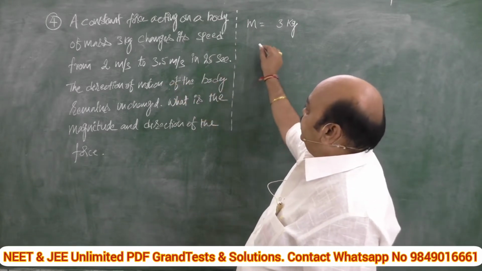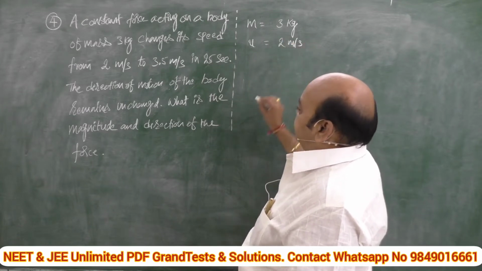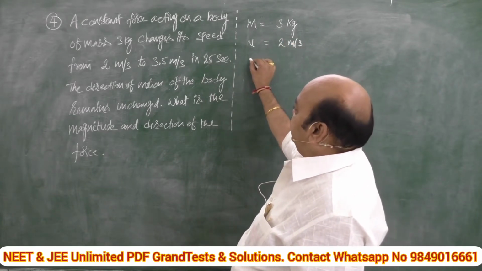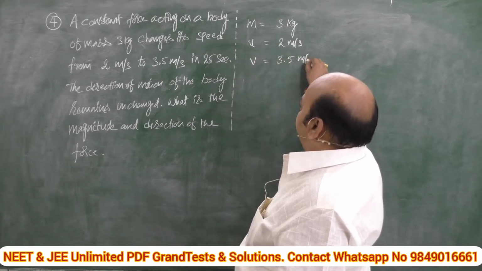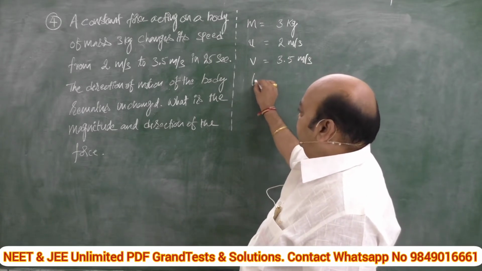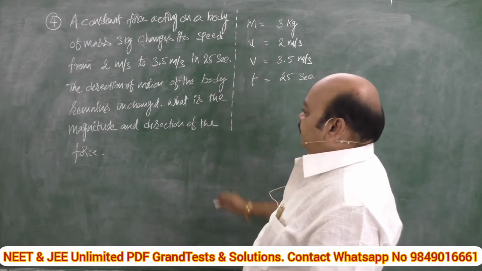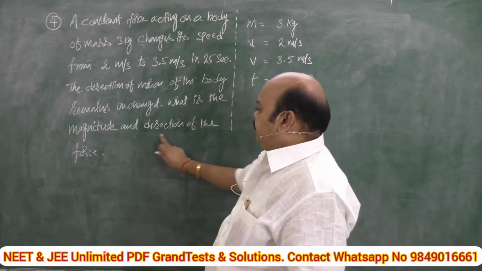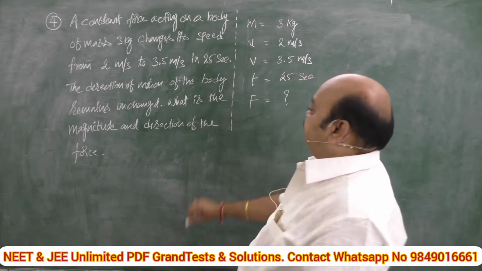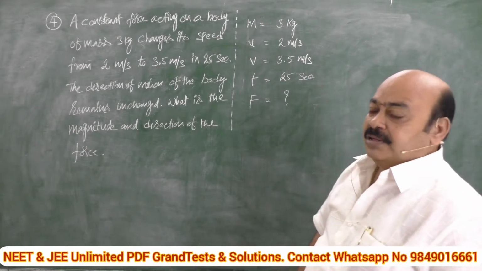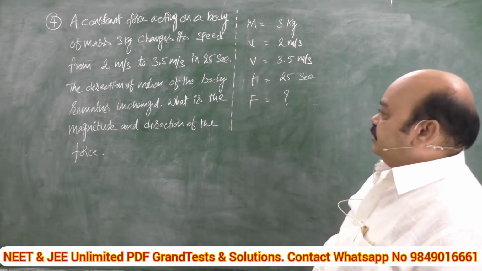What is its initial speed? Initial speed u is equal to 2 meter per second. What is its final speed? V is equal to 3.5 meter per second. In what time? In 25 seconds. What are we going to calculate? What is the magnitude and the direction of the force? That means here force we have to calculate. This is the data. Mass is given, initial velocity, final velocity, and the time for which force acts were given.